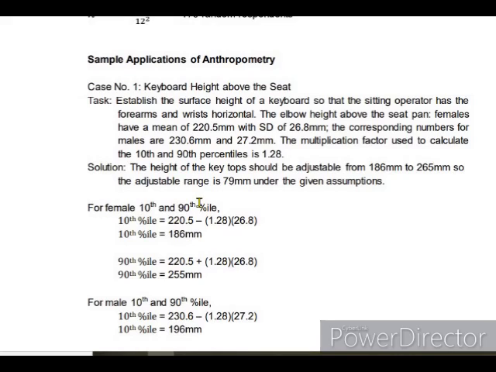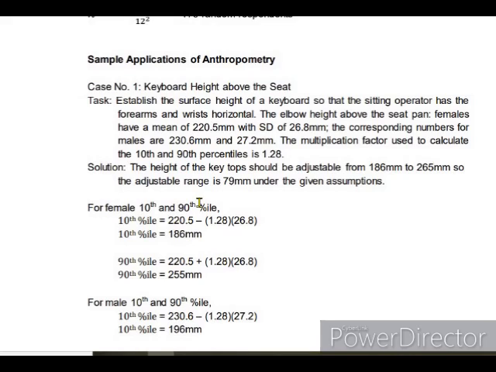So the elbow height above the seat pan, females have a mean of, so these are the measurements, 220.5 millimeter with standard deviation of 26.8 millimeter. The corresponding numbers for males are 230.6 millimeter and 27 millimeter respectively. Okay, the application factor used to calculate the 10th and the 90th percentiles is 1.28. So it is the application factor.